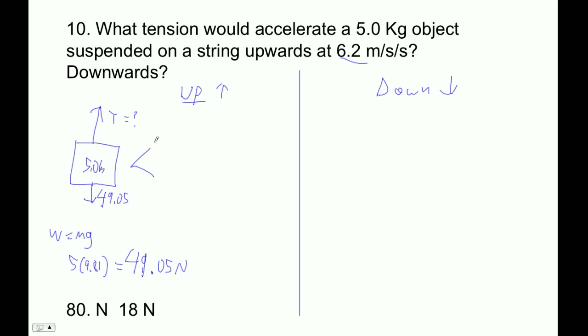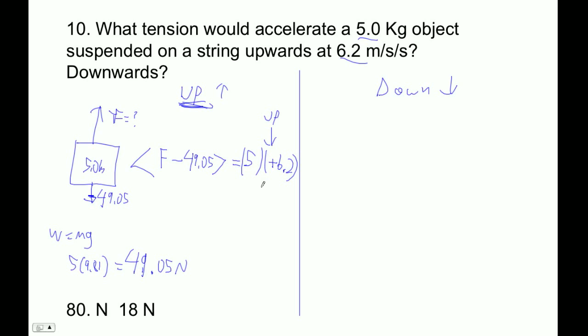We've got an unknown force. I'll call it F just for fun, instead of T. Tensions are just forces. Minus 49.05, this guy's negative, equals, no, it's 5 kilograms times positive 6.2. That's what we mean: if it's accelerating up, that makes it positive. So now we're set.